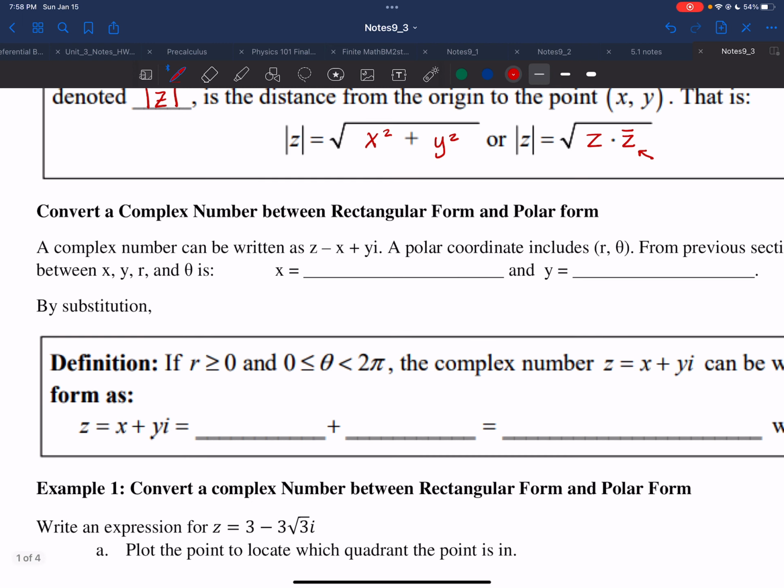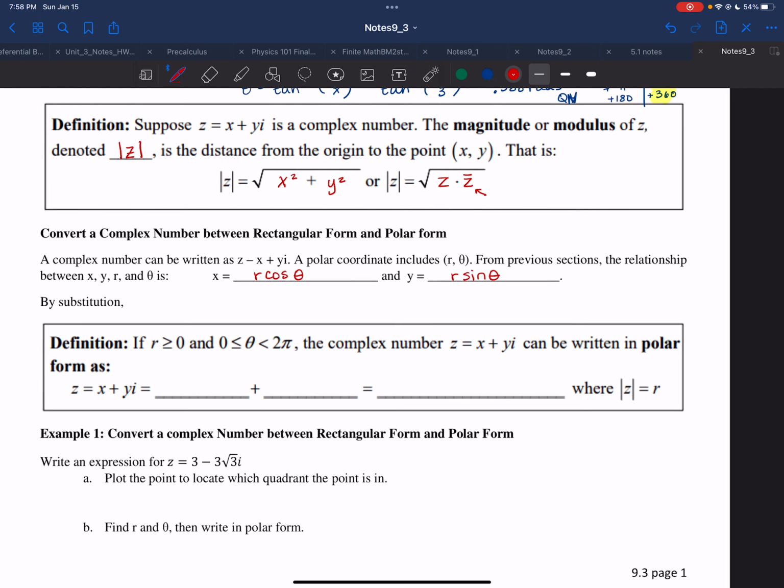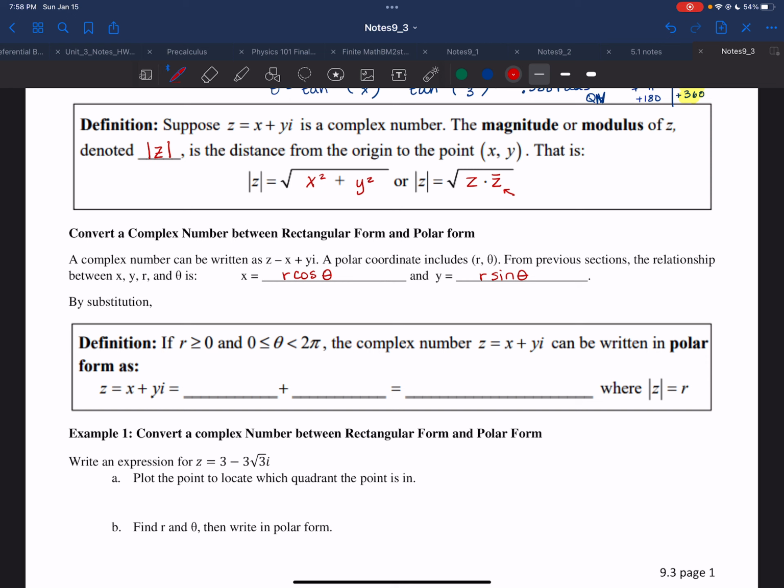So, convert a complex number between rectangular form and polar form. Now remember from our last chapter, our cosine theta is going to be my x and our sine theta is going to be my y. So x is for cosine, y is for sine. Now we're going to take a look at what it looks like in the imaginary plane. Okay, so we're going to write it in a polar form that's just slightly different.